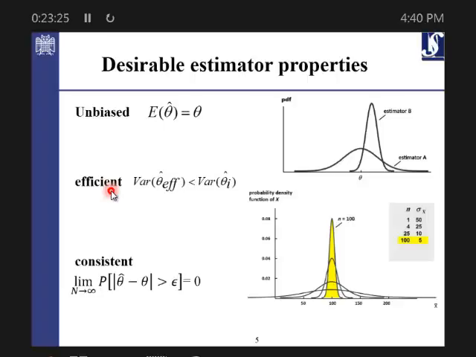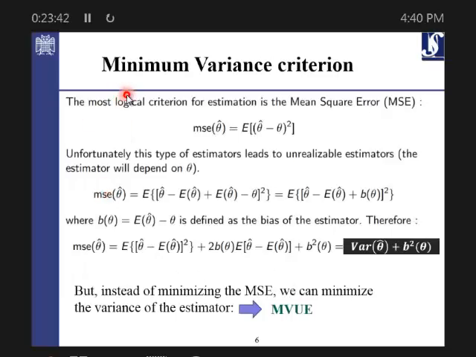Otherwise, it's a trade-off. Which one do you have to take? People in the community say to go for the one which is unbiased and has the minimum variance. That's called MVUE, or the minimum variance criterion based estimators.